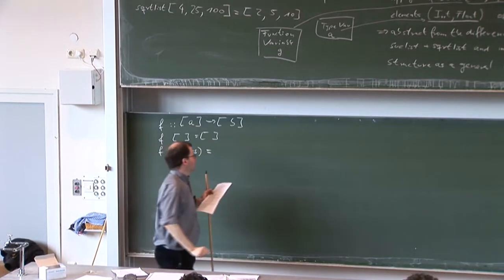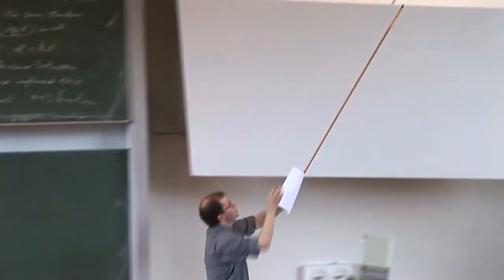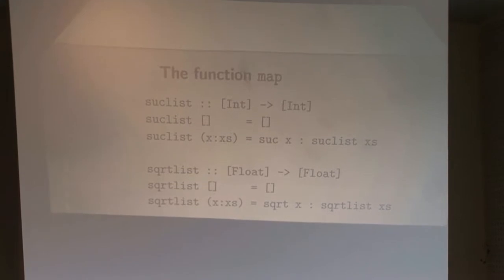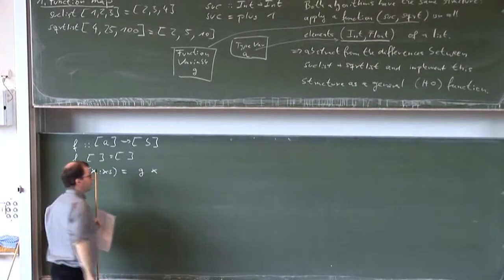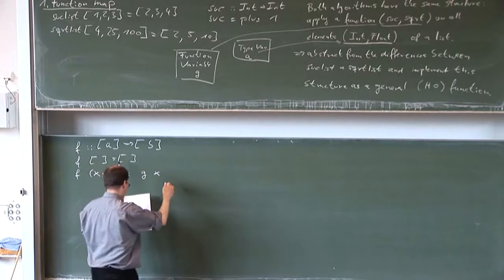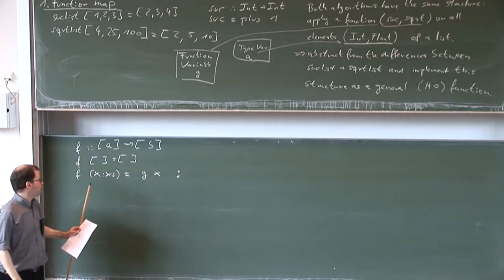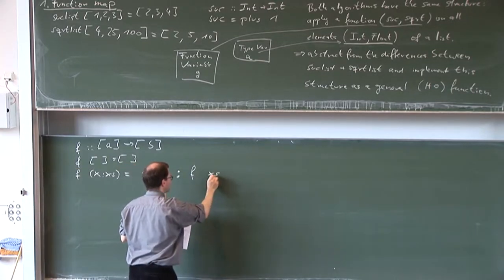And if it's applied to the non-empty list, then here we have a difference. Here we apply suc, and here we apply square root. So this is the difference, and we abstract from it by using a variable instead. We use a variable for the function that is applied, g x, and then after the colon, this function is called recursively. So f would now be called on xs.